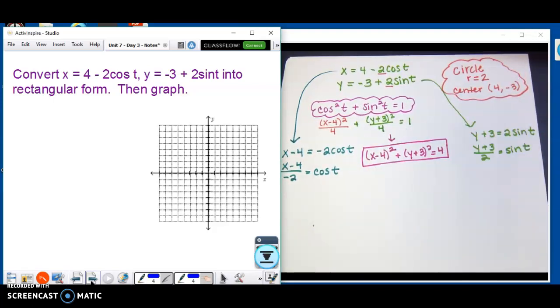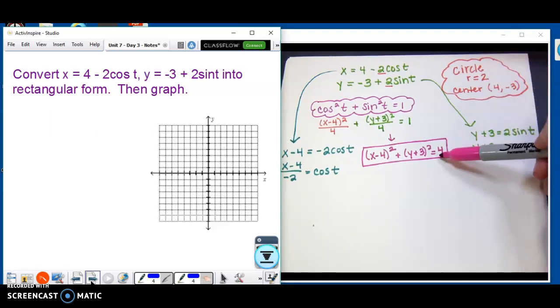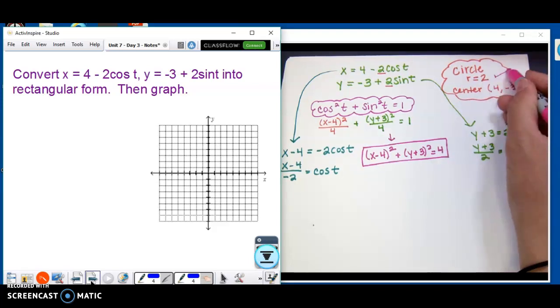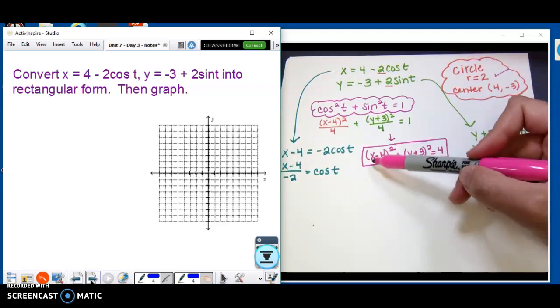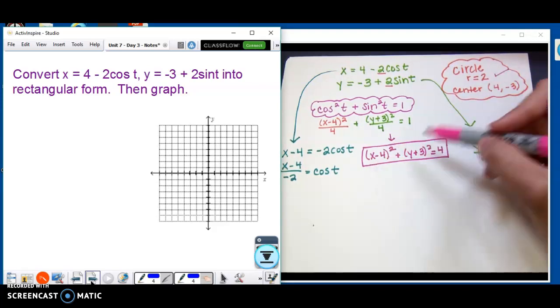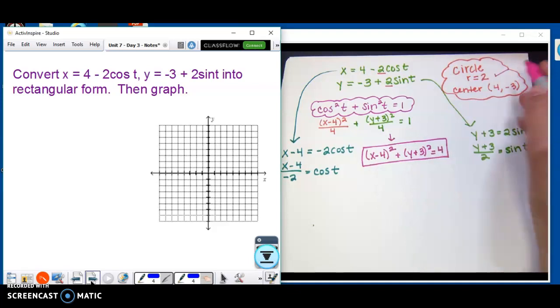4. Okay, so let's check with the information that we put on here earlier. So we said the circle has a radius of 2, so the square root of 4 is 2, so that part checks out. The center we said was 4, negative 3. So this is x minus 4, so it would be 4. This is y plus 3, so it would be negative 3.